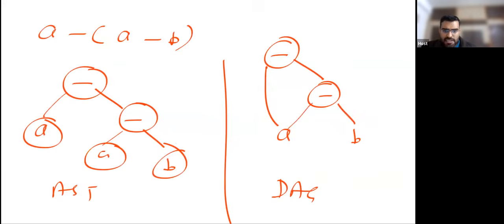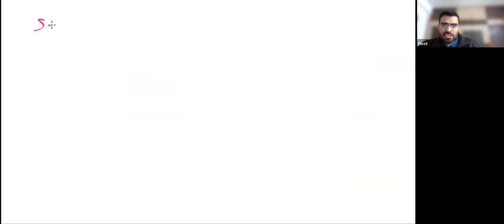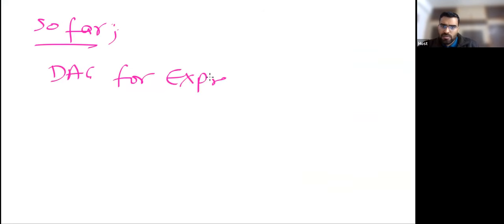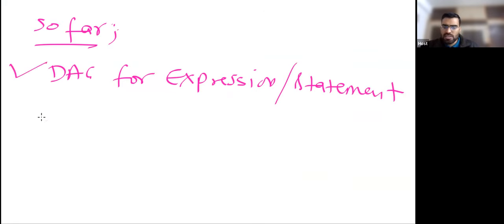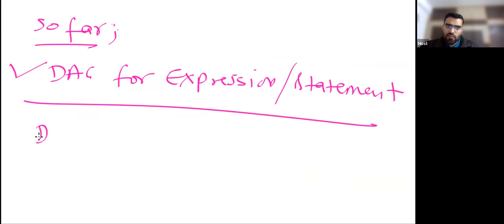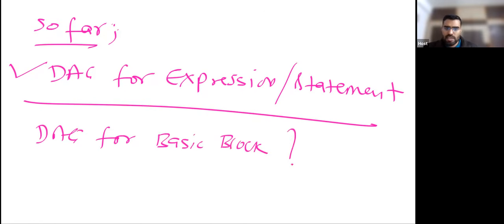Now we have seen directed acyclic graph for expression. What we have seen so far is DAG for expression, or I can say statement. Now we will see what is DAG for basic block. How to create DAG for basic block?